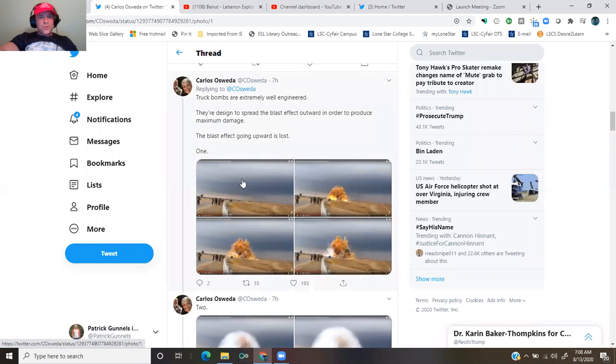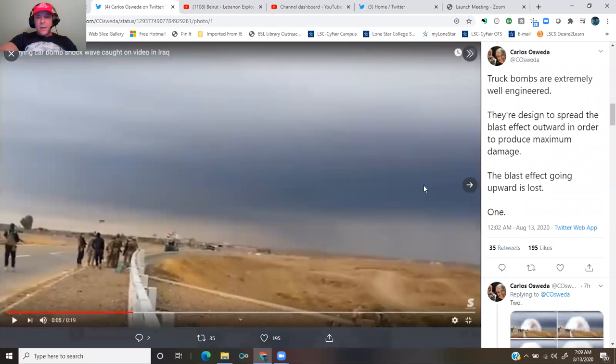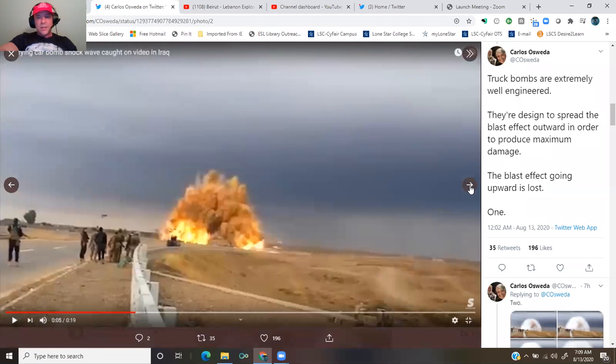Truck bombs are extremely well engineered. They're designed to spread the blast effect outward in order to produce maximum damage. The blast effect going upward is lost.